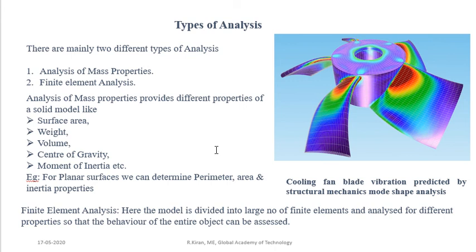What are the different properties that can be analyzed in the case of analysis of mass properties? We try to evaluate properties like surface area, weight and volume, center of gravity, and moment of inertia. For example, for planar surfaces, we can determine the perimeter, the area, and the inertial properties.